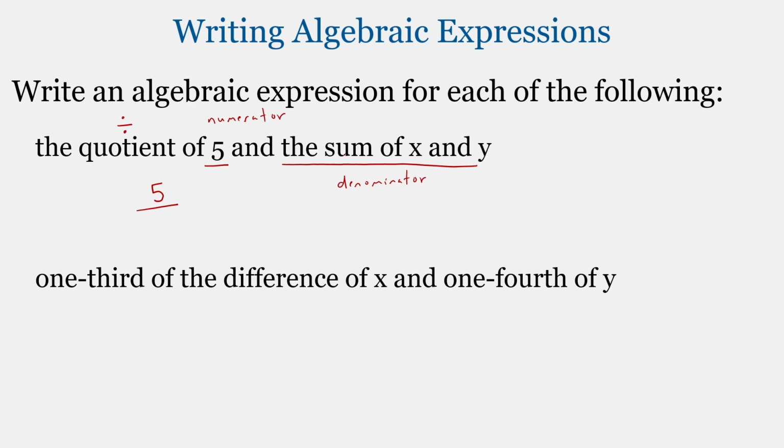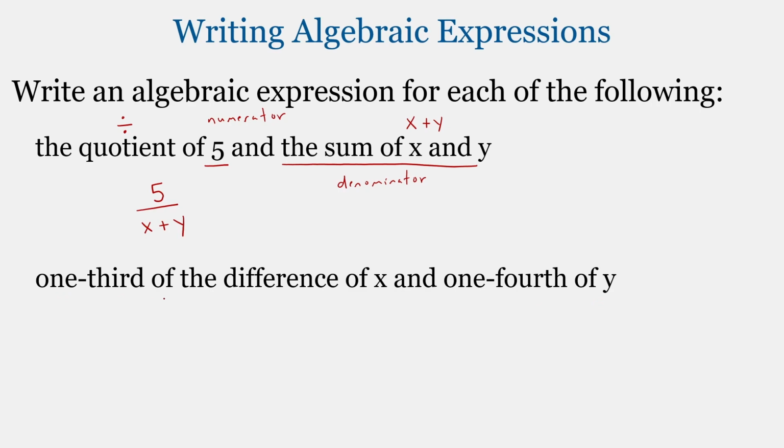Now on the bottom of the fraction, we have the sum of x and y. Well, sum of x and y, that's addition. So that's going to be x plus y. So it is this entire quantity, x plus y, that is in the denominator. We can put parentheses around this grouping. This is a grouping, x plus y. But these parentheses are not necessary.